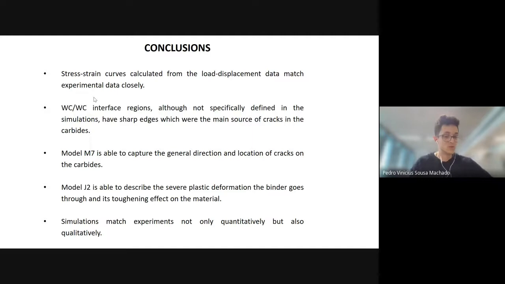Model J2 is able to describe severe plastic deformation in the binder. And also, we observe the toughening effect on the material, in the sense that in the simulation, sometimes you see individual carbides that were completely broken, but they are still there. Why? Because the binder is still holding them in place. So we observe this in the simulations and also in the experiments.